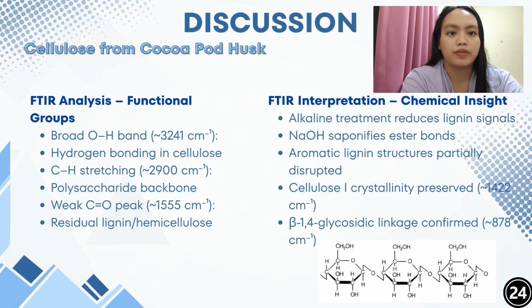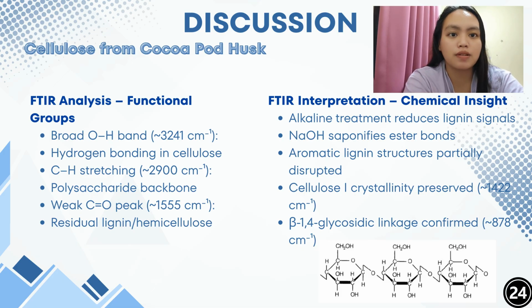The FTIR spectroscopy was used to identify the functional groups and confirm the chemical structure of the extracted cellulose. So the broad absorption band around 3,241 cm⁻¹ corresponds to the OH stretching vibrations, indicating extensive hydrogen bonding among the hydroxyl groups, which is a characteristic feature of cellulose. The CH stretching band near 2,900 confirms the polysaccharide backbone of the cellulose.